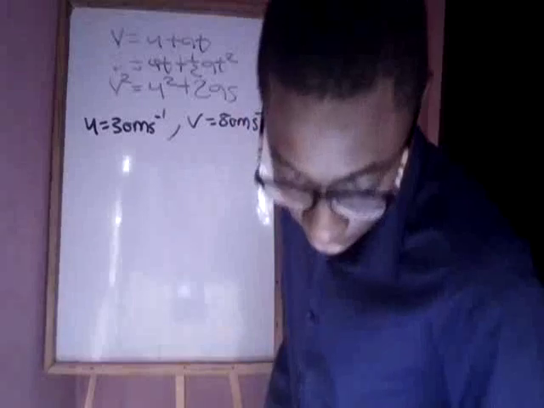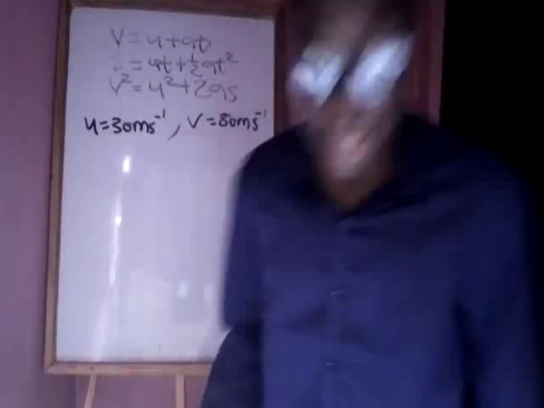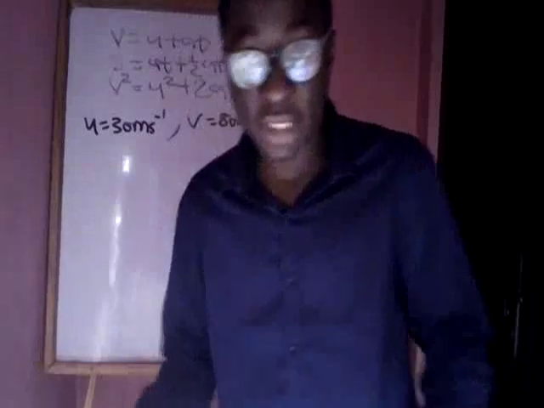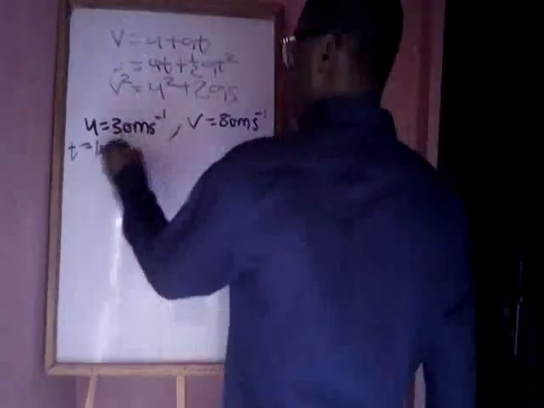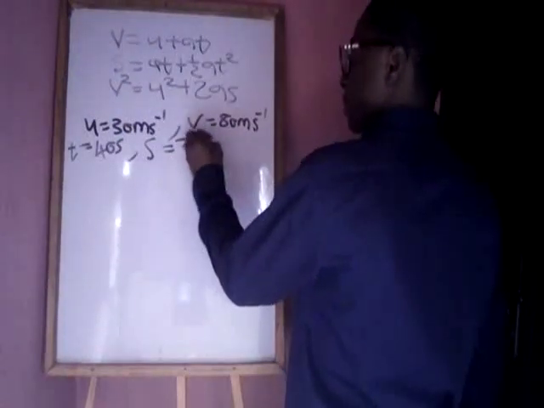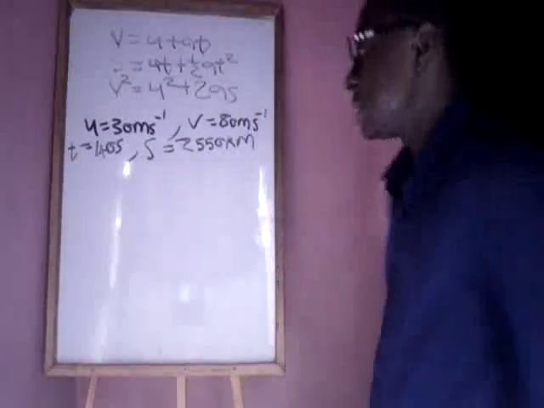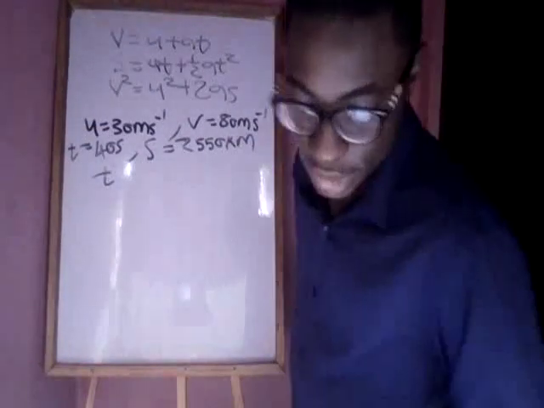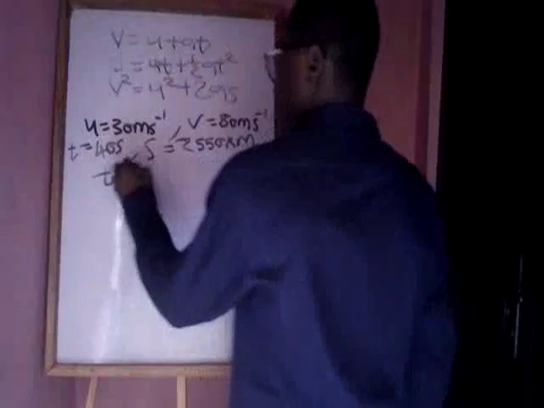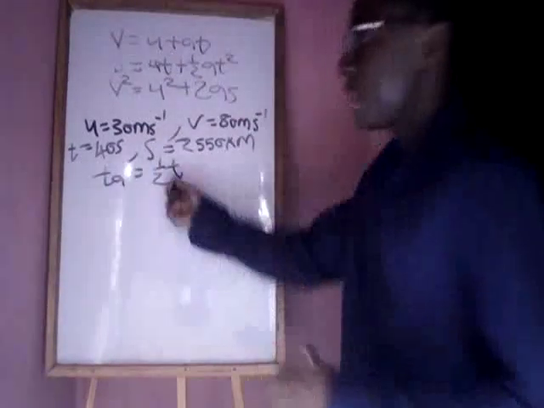We're also told that it then continues at that velocity for some time and then decelerates uniformly to rest. Its total time taken for the journey is 40 seconds, so T is equal to 40 seconds. And the total distance traveled is 2,550 kilometers, so D, which is S, equals 2,550 kilometers. Then we are told that the time spent accelerating is half that of traveling at constant velocity, so the time accelerating is 1 over 2 T. Let T be the time spent at constant velocity.